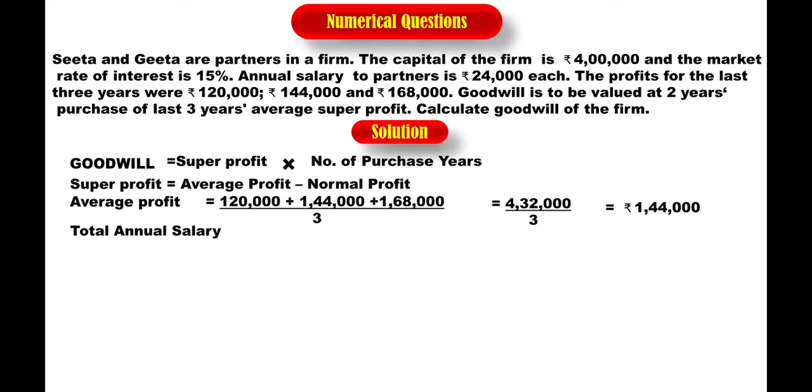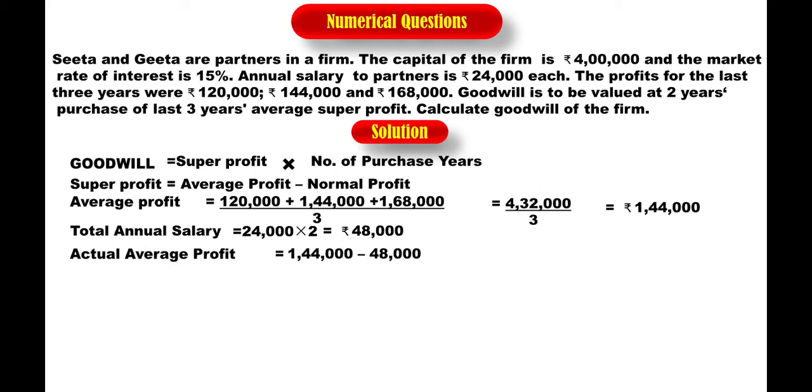Total annual salary: 24,000 each. There were two partners, Rita and Geeta, and each one was being paid 24,000. Now the total annual salary will be 48,000. This amount has not been deducted, so we are going to deduct it to find the actual average profit. Now the actual average profit will be 1,44,000 minus 48,000 equals 96,000.